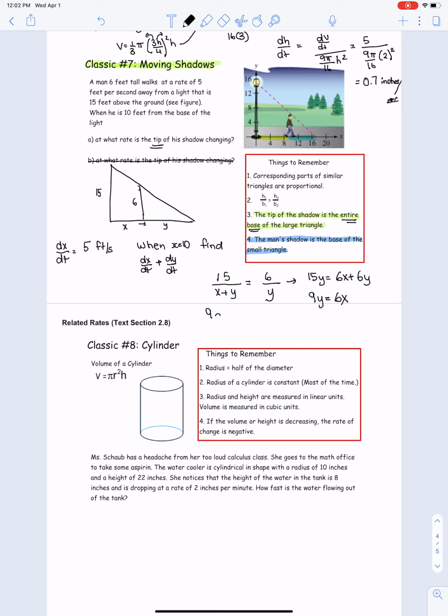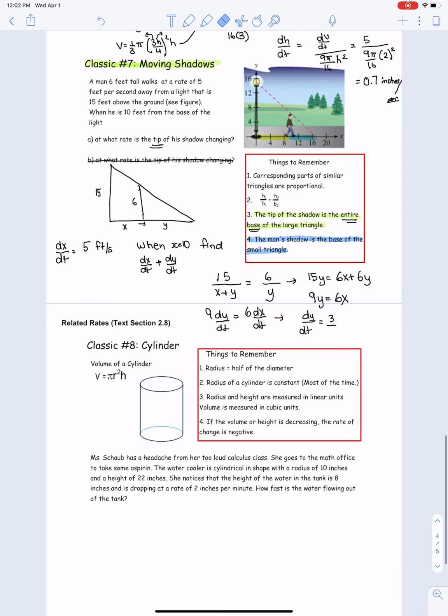I go ahead and take the derivative of both sides. The derivative of 9y is 9 dy/dt. The derivative of 6x is 6 dx/dt. I'm interested in solving for dy/dt. So dy/dt is 6 divided by 9, which is 2 over 3, and then the dx/dt sits on the other side.